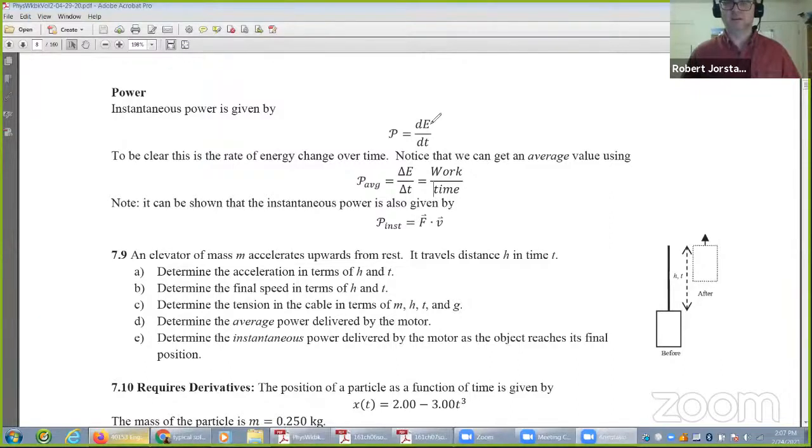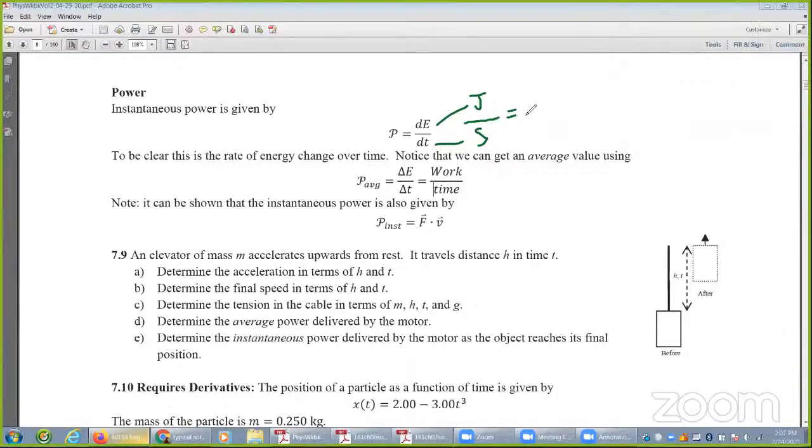Okay. So in our units, the units of energy are joules, and the units of time are seconds. Does anybody know another unit for power? Maybe you've seen it on a light bulb. Kilowatt hour. What?